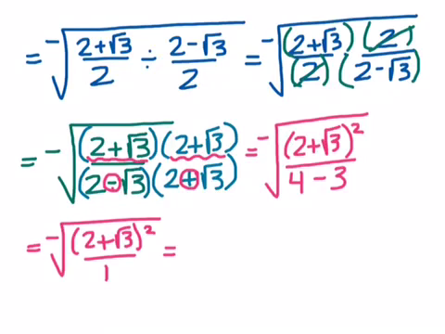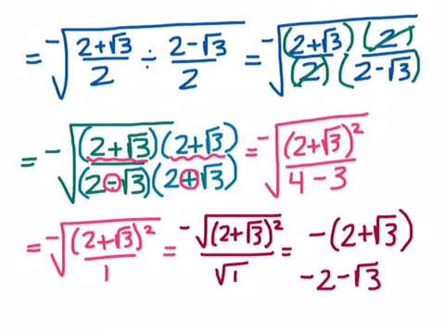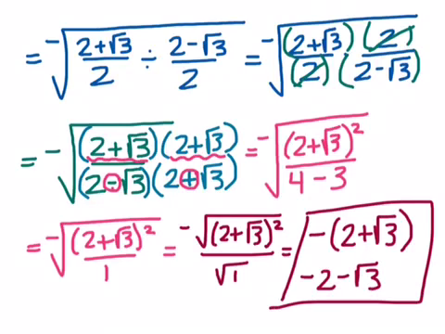Whenever you're taking the square root of a fraction, you can take the square root of the top and the square root of the bottom. And both of these come out really nicely for us. 2 plus radical 3 squared, when we take the square root of that, it's just 2 plus radical 3. Square root of 1 is 1. And that negative is on the outside of the whole thing. So you can write it as negative parenthesis 2 plus radical 3 or negative 2 minus radical 3. Both of those are the correct final answer. Either one is beautiful.